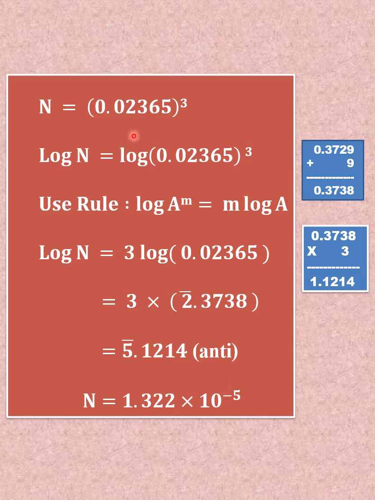N is equal to 0.02365 cubed. You can verify it using the calculator also and practice different examples.